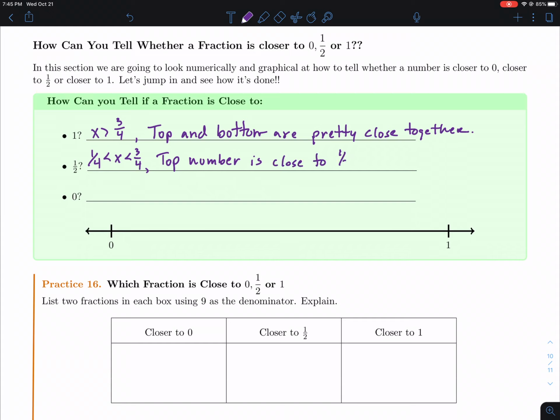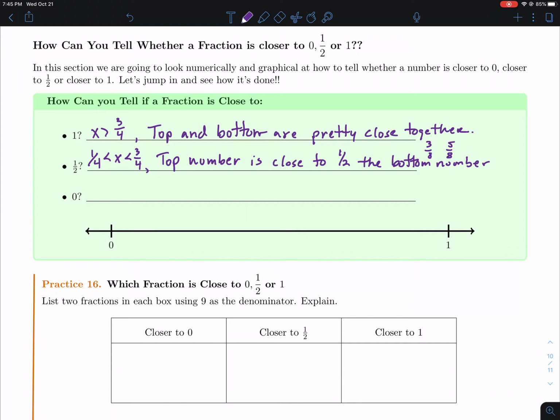So close to half the bottom number. So it could be close to above or it could be close to below. For example, 3 over 8 is pretty close to a half because 4 over 8 would technically be exactly a half. So that would fall in that near 1/2 range.